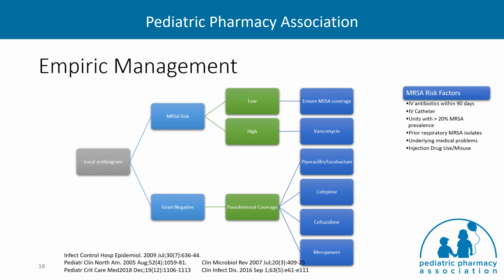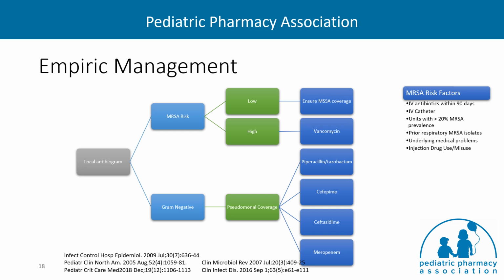Empiric management of VAP and HAP should begin with the consultation of the local antibiogram. The resistance patterns there will help determine whether some of the choices discussed will be less desirable due to your local susceptibilities. The antibiogram may also help you determine whether you need to provide coverage for MRSA. If there's a low rate of MRSA, then vancomycin may not need to be added, and a single agent regimen may be used depending on the gram-negative susceptibilities at your institution.